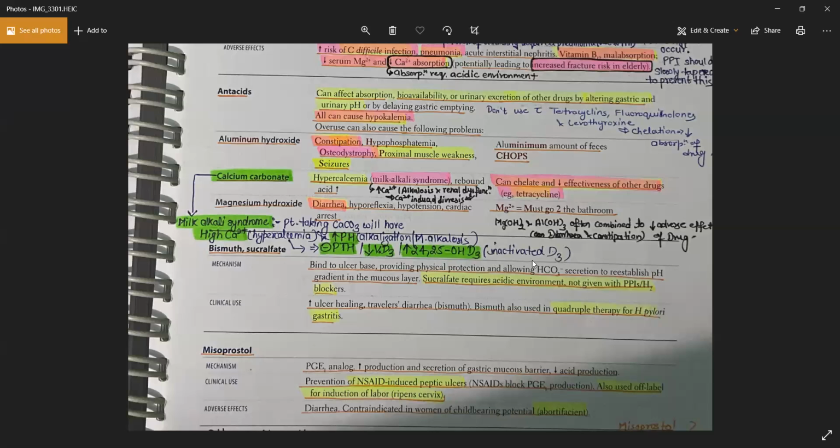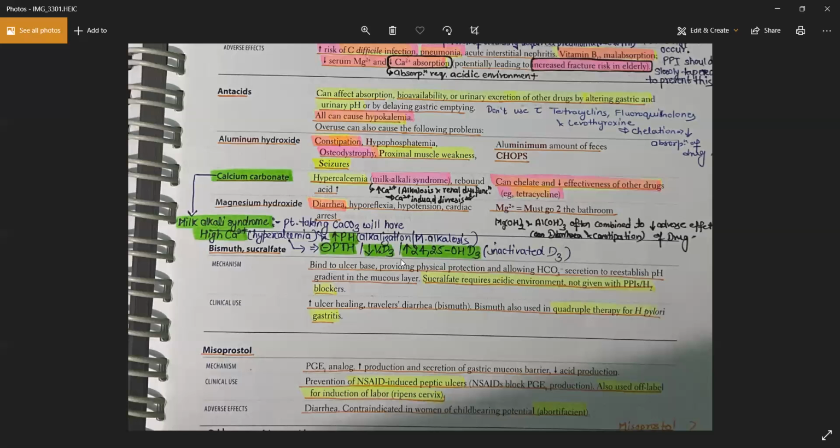And the inactivated vitamin D3 will be increased, which is 24. See, the activated form of vitamin D3 is the 1,25 hydroxy vitamin D3, and the inactivated form of vitamin D3 is 24,25 hydroxy vitamin D3. So Step 1 can also ask you these lab values.